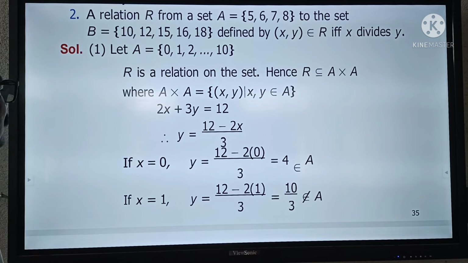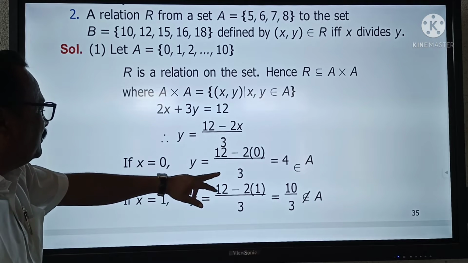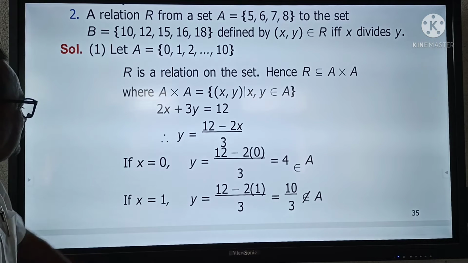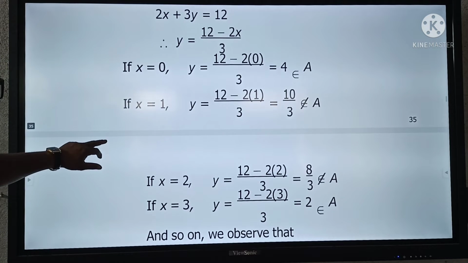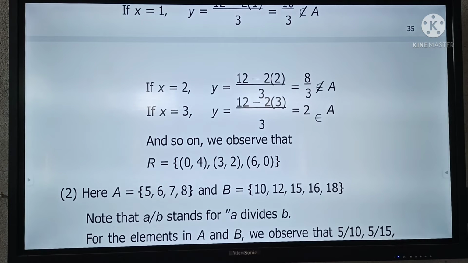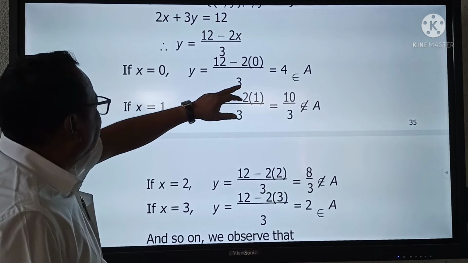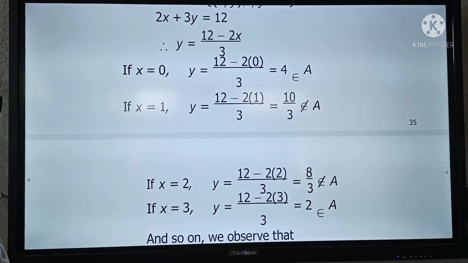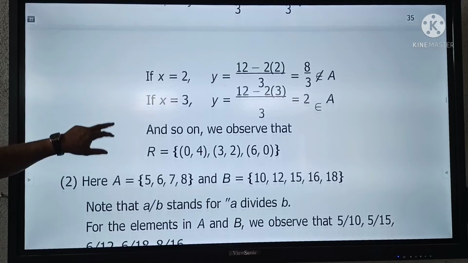So 2x + 3y = 12 means y is equal to (12 minus 2x) upon 3. Now put x as 0, 1, 2, 3, and we get the values of y. So how many ordered pairs? We observe that R is {(0, 4), (3, 2), (6, 0)}. These are the only ordered pairs, because if x is 0, then we get 4, and that is in set A. If x is 1, we get 10/3, and it does not belong to set A. So the ordered pair (1, 10/3) does not belong to this relation.